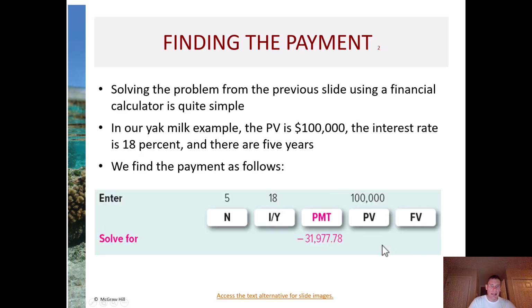Or again, you can do it on the calculator. So you'd put in N as 5. Think about 5 periods. You want to pay it off in 5 years. Interest rate per year is 18%. That is a ridiculous interest rate, by the way. If anybody tries to charge you that, run a mile. That's ridiculous.